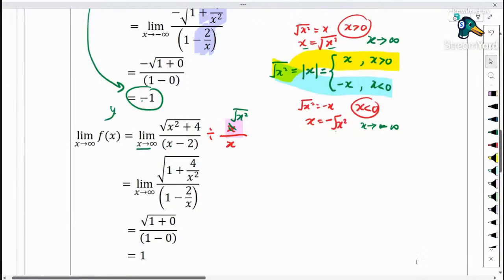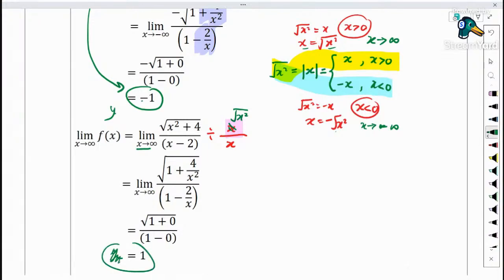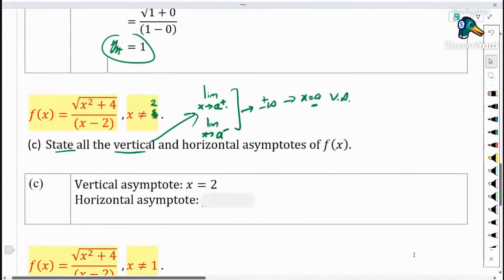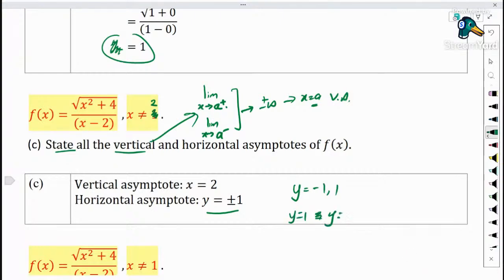The other one, y equals 1, will be the horizontal asymptote. So in this case, we have two horizontal asymptotes, which is y equals plus minus 1. So that is the result. You may write in this form, you may write in the form of a list, you may write in the form that each one of them has y. It's all right, just make sure the y is there.